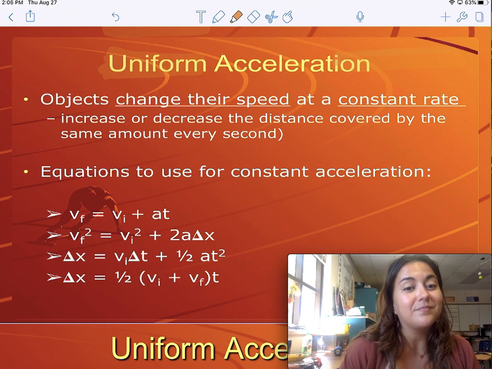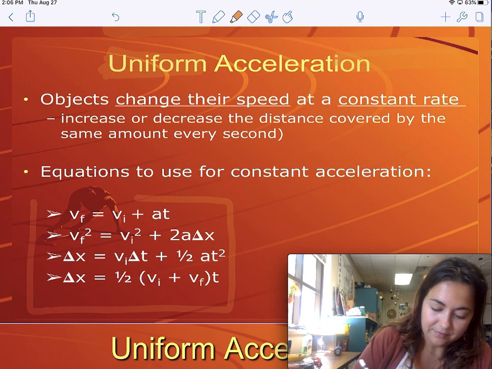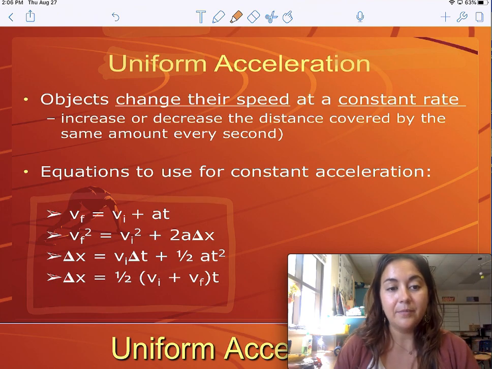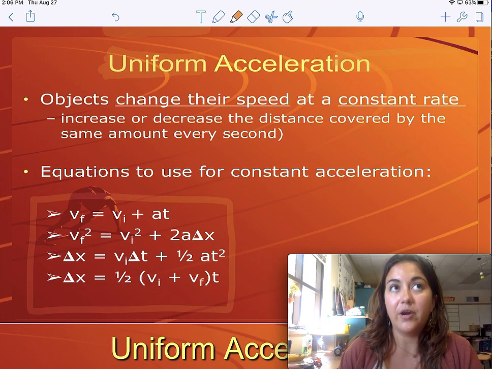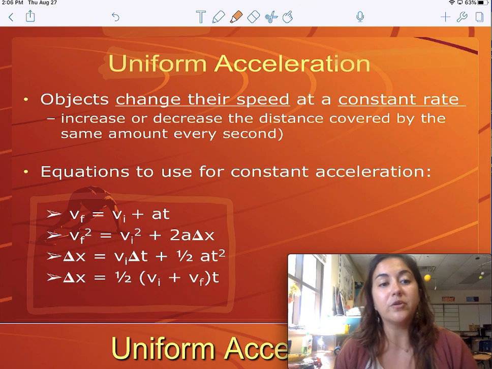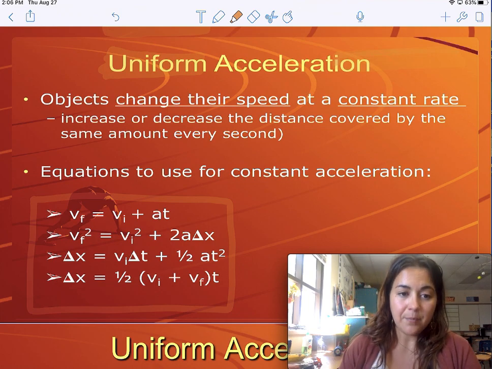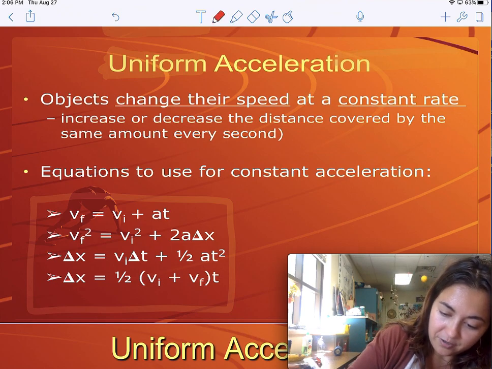So I can use all 4 of these equations right here anytime I am solving a problem where an object is moving with a constant acceleration. They are not changing how much they are slowing down or speeding up. Okay? So that top equation should maybe look a bit familiar.